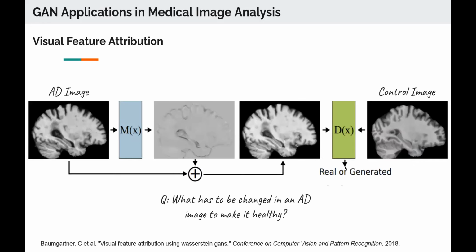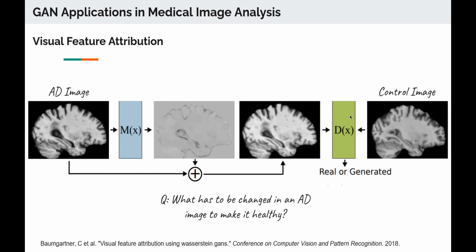And how do we use GANs to do this? That's as follows. So we start with an image of a patient with Alzheimer's disease, and we are interested in finding which regions of the brain are responsible for this being an AD image. So we say, let's start with that image, feed it to a generator network here called M, and ask the generator network to produce a residual. So we ask the generator network to produce some image, which we will add to the input image to produce an image which will be fed to the discriminator.